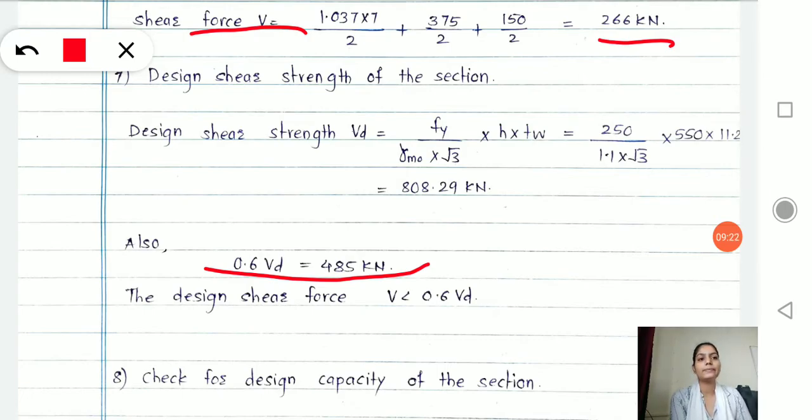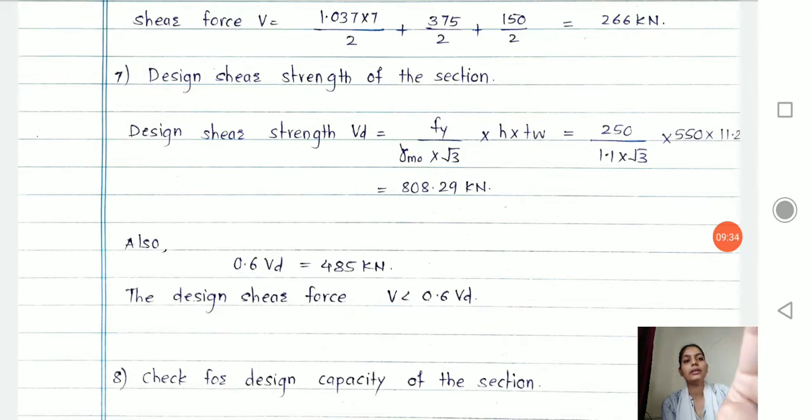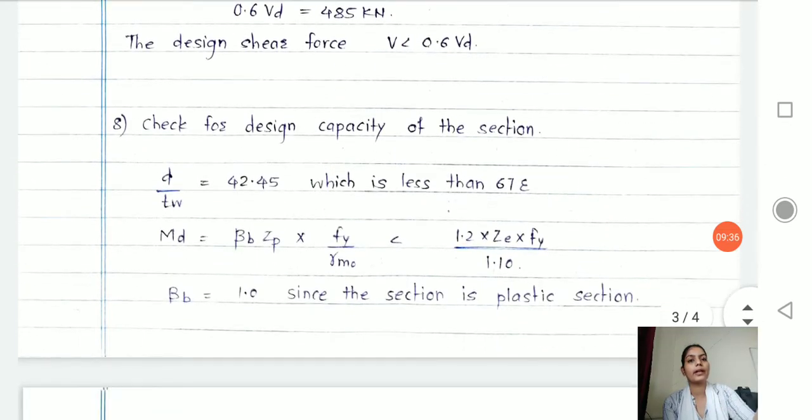Therefore, this V value is cross-checked with the 0.6 VD, and we come to know that V, the shear force, is lesser than 0.6 VD. Correct? And the design shear force is less than 0.6 VD.